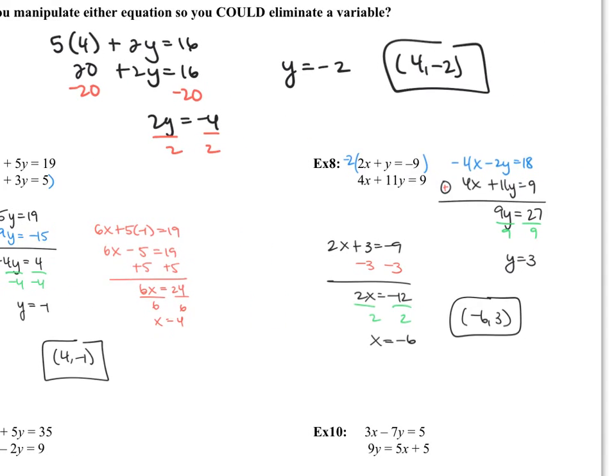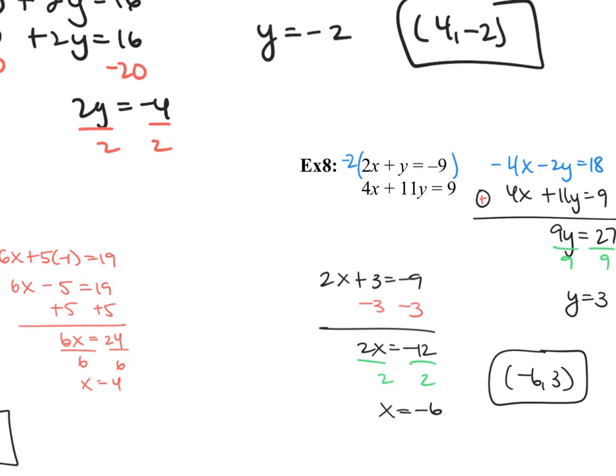On example 8, I multiplied the top equation by -2. Now I also could have multiplied the top equation by -11, but I liked -2 better because it's a smaller number. So this gave me -4x minus 2y and positive 18 on the other side of my equal sign. Because I have a -4x and a positive 4x, I can add these equations. -4x plus 4x is gone. -2y plus 11y is 9y, 18 plus 9 is 27. Divide both sides by 9 to get y equals 3.